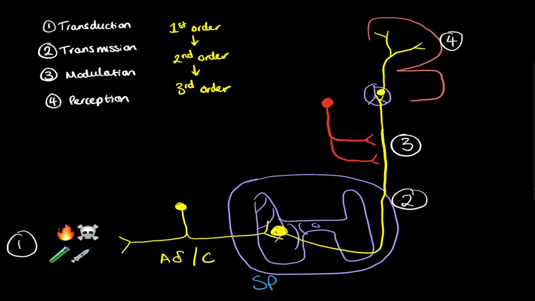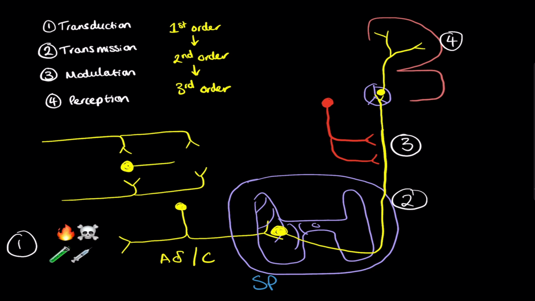Here I'm going to draw a quick diagram. This is an A beta fiber and this is a C fiber. And in the middle there's an inhibitory interneuron in an area called the substantia gelatinosa. When the A beta fiber is activated, it also activates the inhibitory interneuron, which blocks the signals from the C fibers getting through.